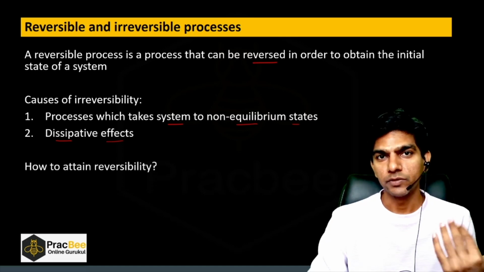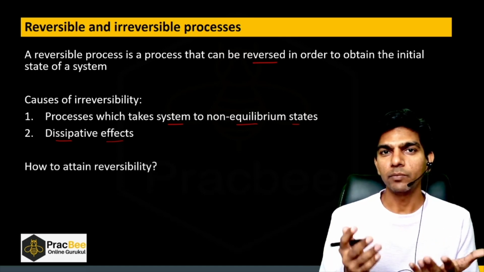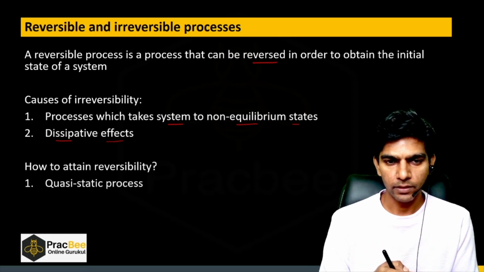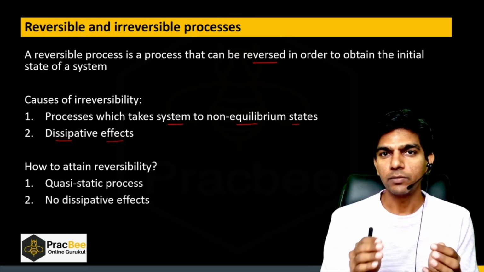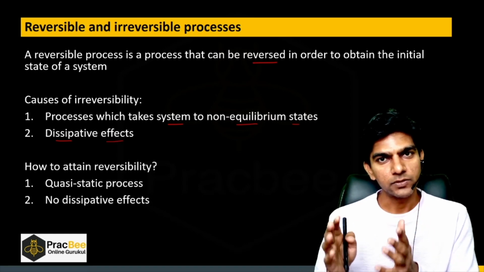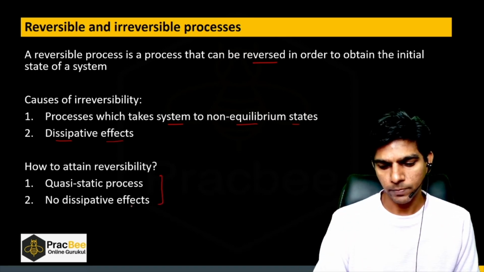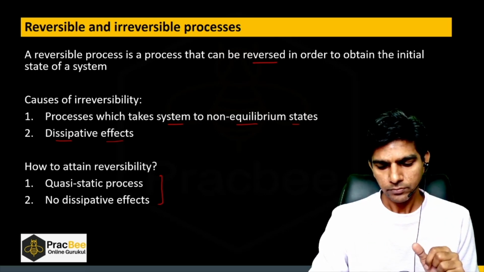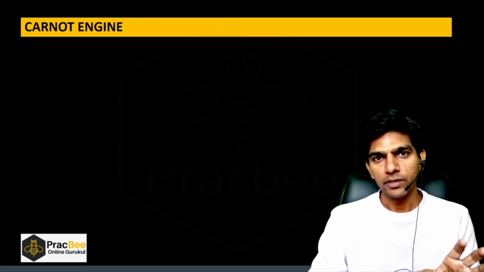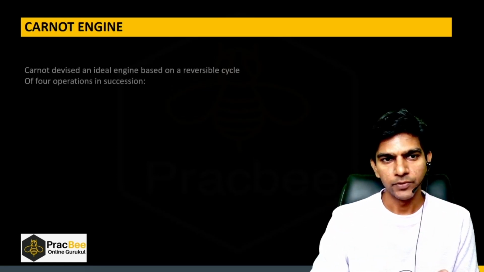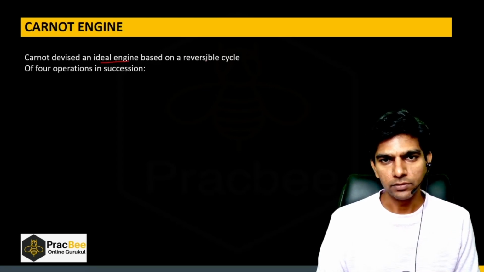But how can we attain reversibility? There are some ways. First, we can make the process very slow. We call those processes quasi-static processes. And second, we can try to remove dissipative effects as far as possible. If we are able to achieve these two conditions, we can make a process reversible. Now, by using reversible processes, we can have an engine which utilizes only reversible processes and gets the maximum efficiency out of it. The Carnot engine is an ideal engine based on a reversible cycle of 4 operations in succession.